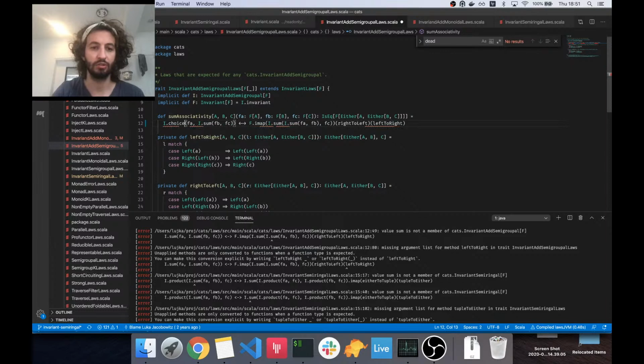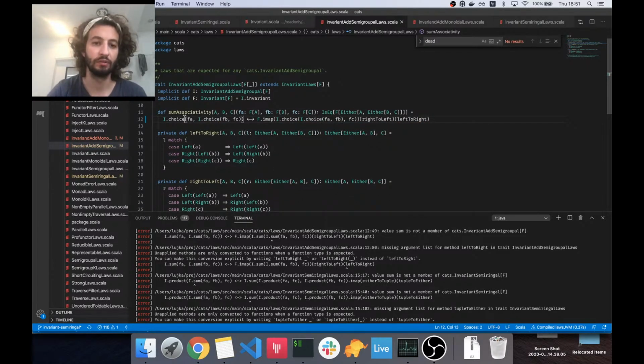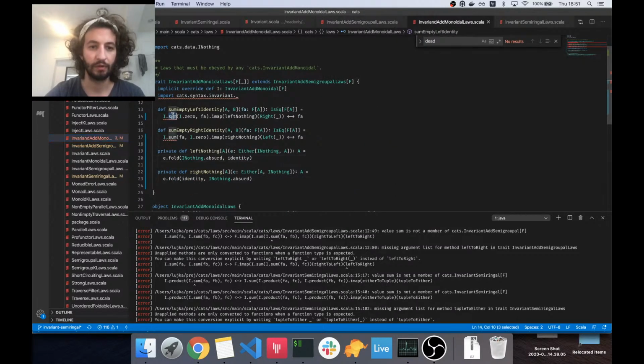So, and this is just associativity, right? So if we take these parentheses right here and we move them to around FA and FB, then those things have to be the same. That's associativity. This is choice. Oh, and the reason? No. Why do we... Oh, this is just for the IMAP stuff. Gotcha.